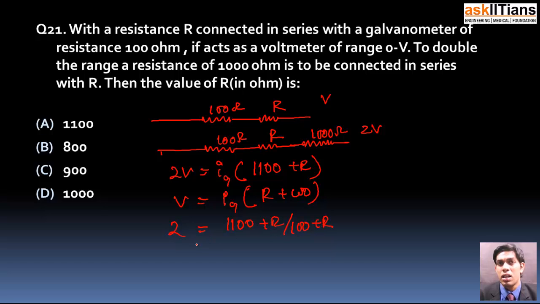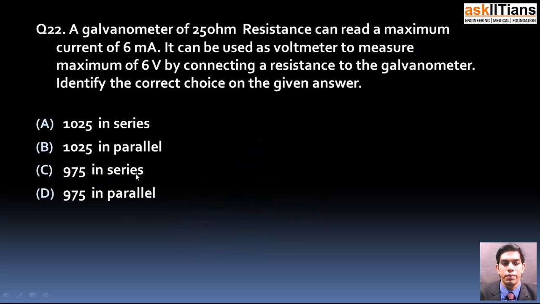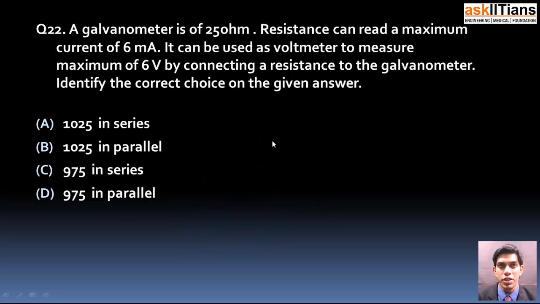Calculating the value of R from this equation, we find that R is equal to 900 ohm. So we need to connect a resistor of 900 ohm in series to convert a galvanometer into a voltmeter of V range, and if we connect an extra 1000 ohm to the same setup, we can double its measuring capability. So C, 900 ohm is the correct answer. Moving on to the next question.